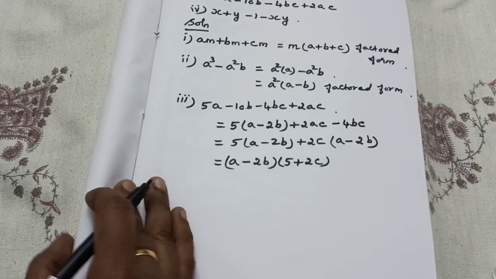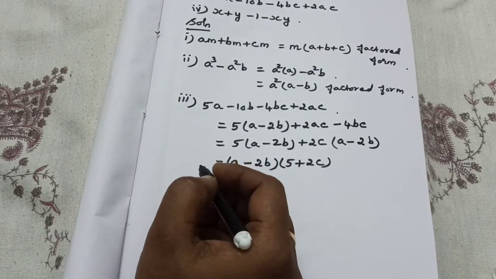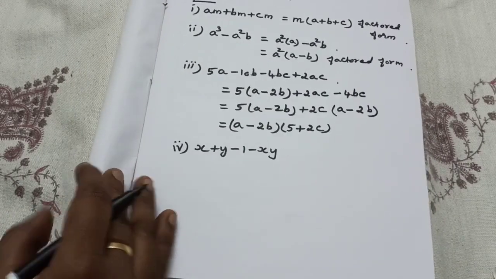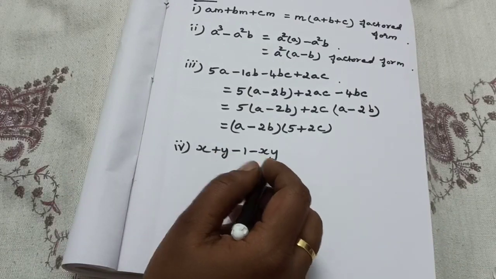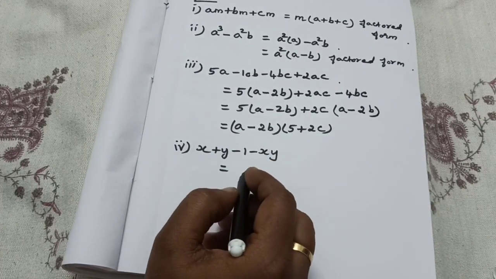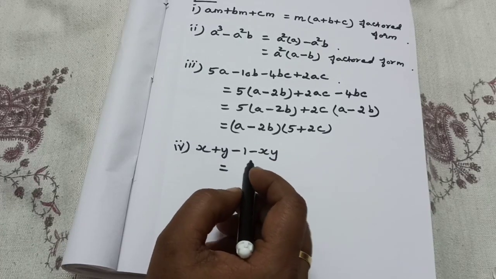Have you understood? Then fourth one, what is given? The fourth subdivision, X plus Y minus 1 minus XY. Equal to, here how can we find it, you say?